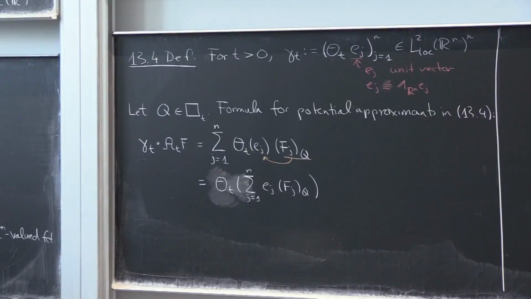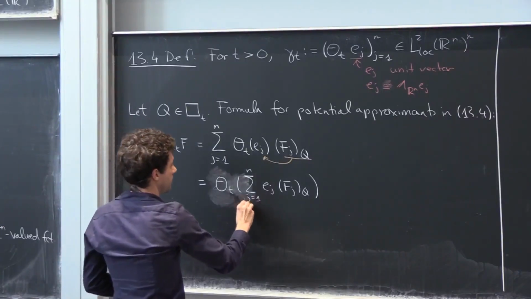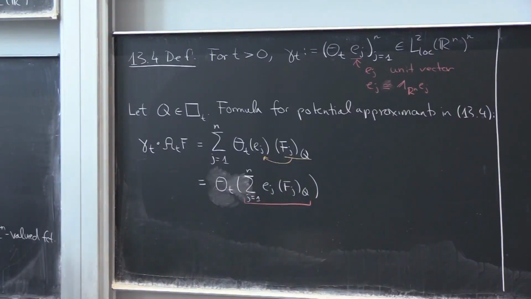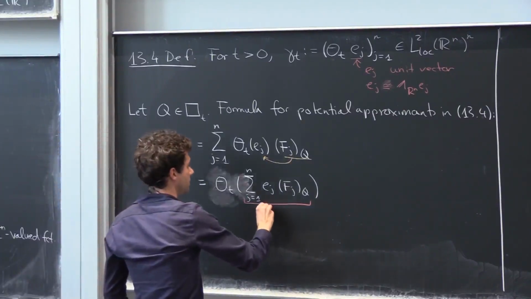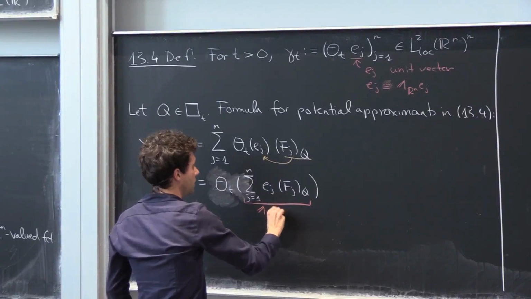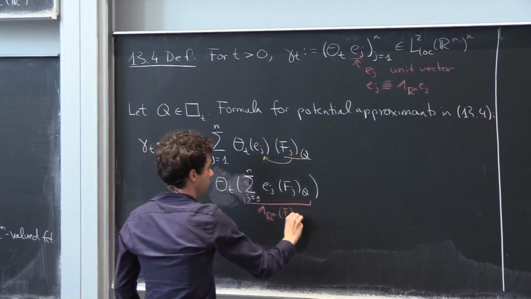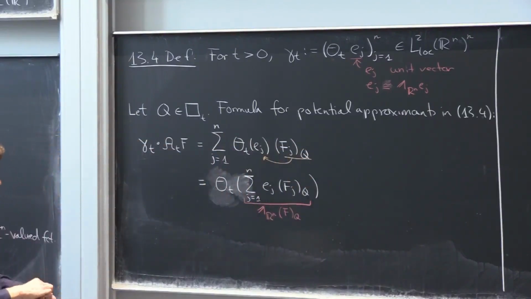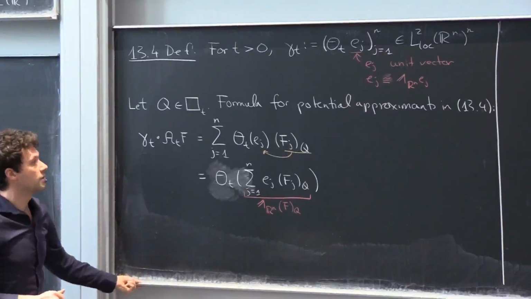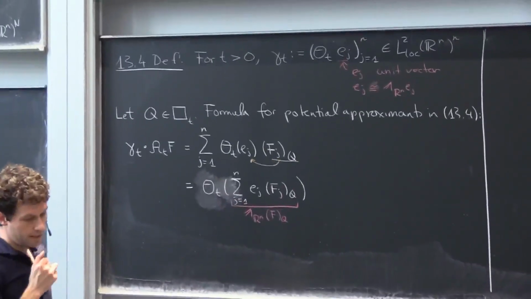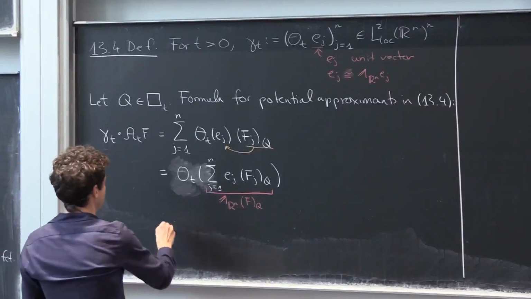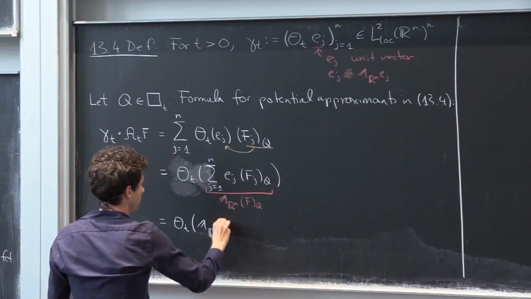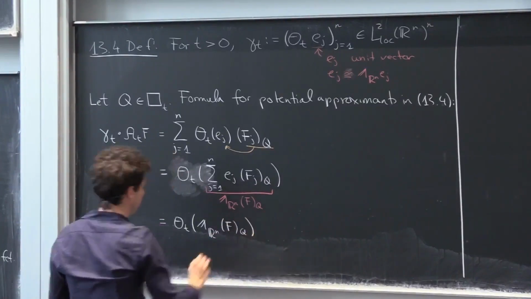All right, and now what is this quantity here? This quantity here is, well, it's a vector. The jth component of the vector is the average of the jth components, so this is nothing else but the one function times the average of f on q. So that's what this composition looks like. And so I can continue, right? I write it as theta of t times the one function times the vector valued average of f.